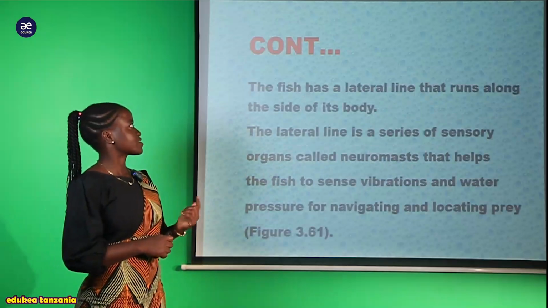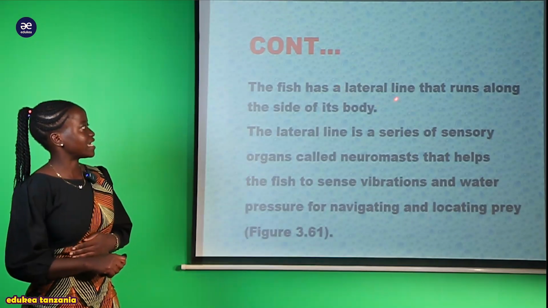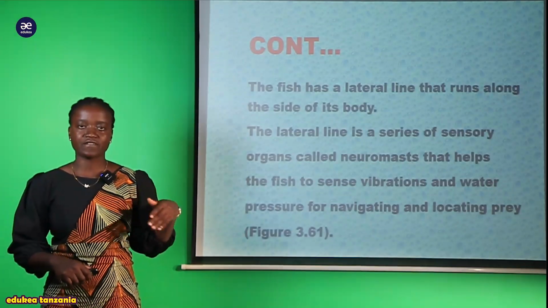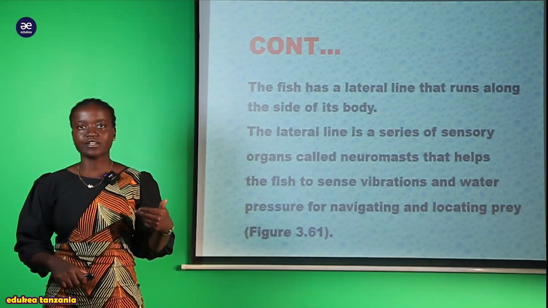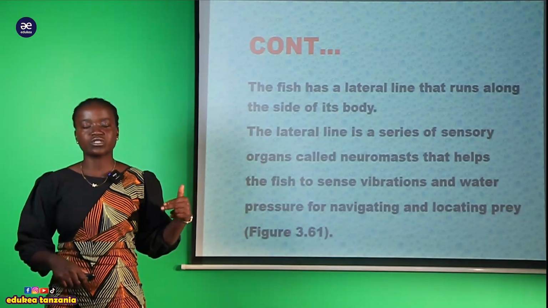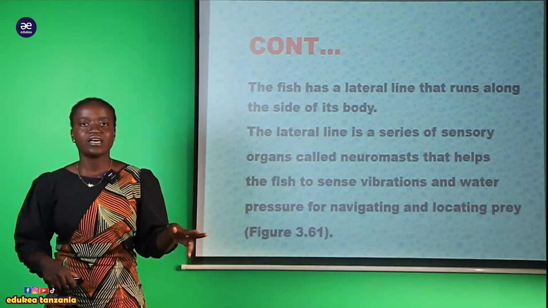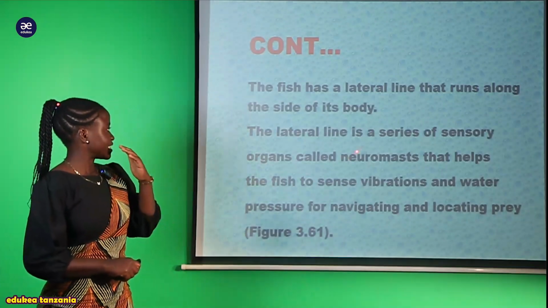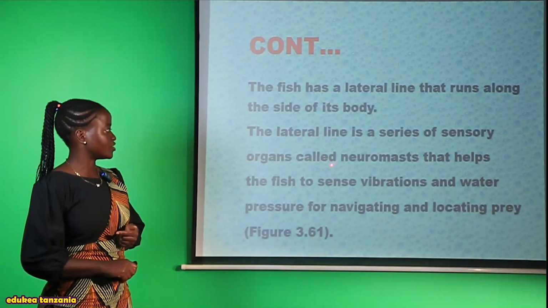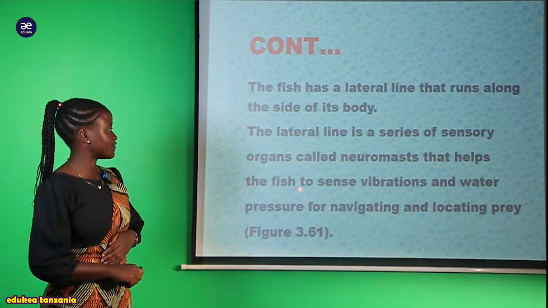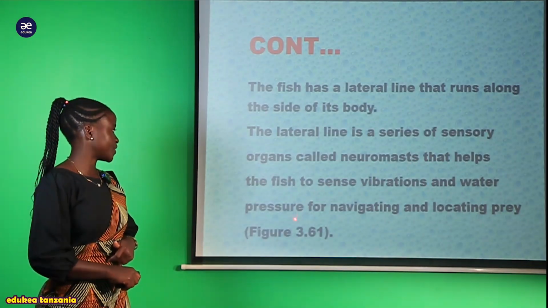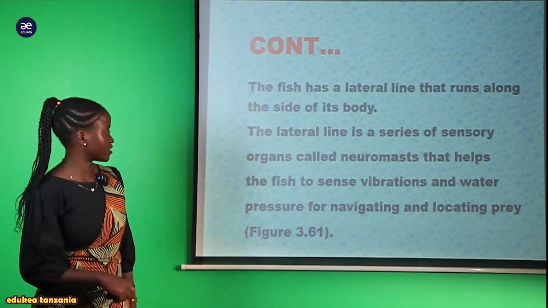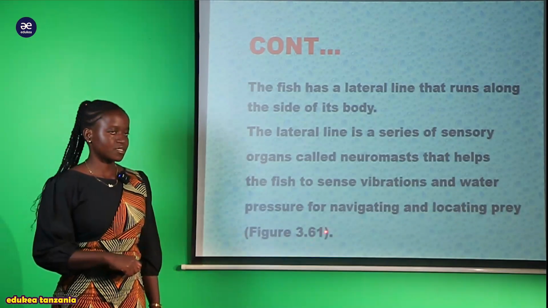And also we can say that the fish has a lateral line that runs along the side of its body. Hile line ndio ambayo inawasaidia hawa to detect any kind of water current and so on, any waves found within the water. So the lateral line is a series of sensory organs called neuromasts. That helps the fish to sense the vibration and the water pressure for navigating and locating prey. We're going to see this feature, this structure, on figure 3.61.